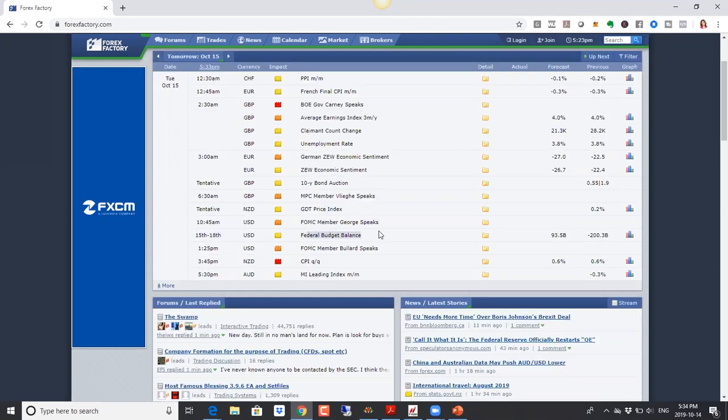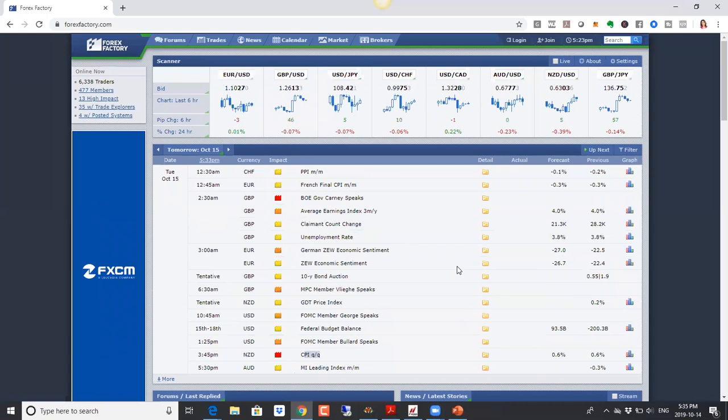Now we have a federal budget balance here as well. So again, if it's negative here like this, that is likely to have a negative impact on the US dollar. So very important number to keep in mind. And then we also have CPI numbers for the quarter. Again, inflation numbers, important data here. So we need to keep an eye on that. So if the numbers are below expectations, then we're likely to see a drop in New Zealand dollar as well, or vice versa. So that's what we have coming up here for Tuesday.